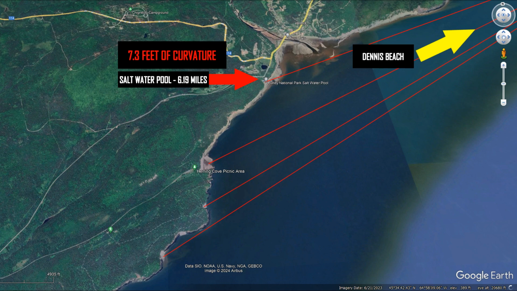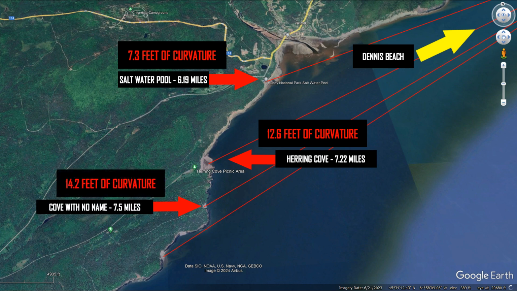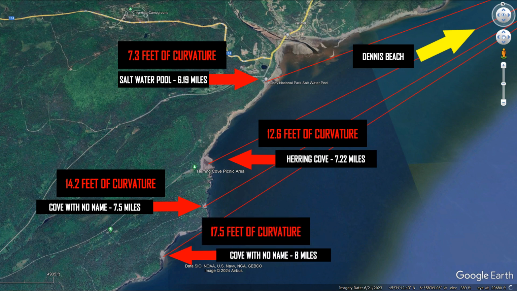The next location is Herring Cove, Fundy Park, 7.22 miles from my camera, and should have 12.6 feet of predicted curvature. Next is a cove that hasn't been named. It is 7.5 miles from my camera, and should have 14.2 feet of measurable curvature. And beyond that cove is another unnamed cove, 8 miles from Dennis Beach, and should be blocked by 17.5 feet of alleged, predicted Earth curvature.